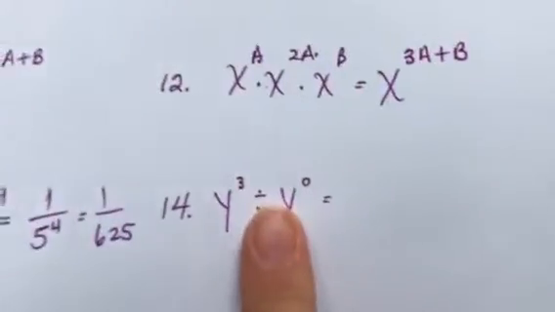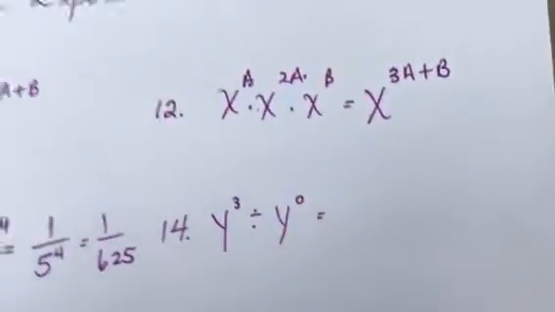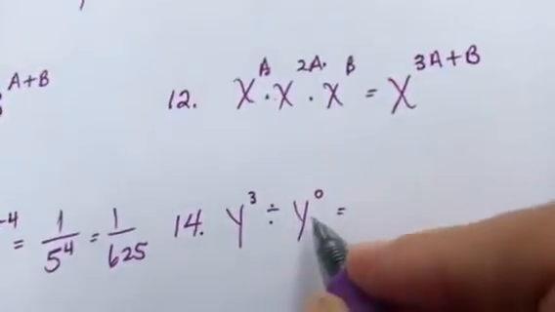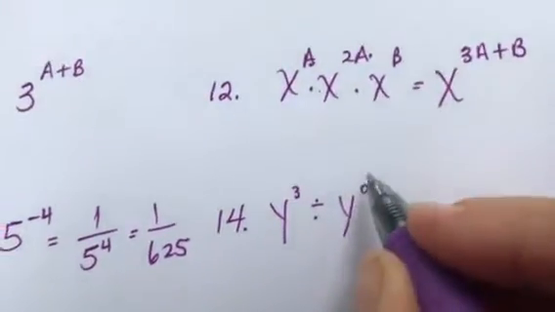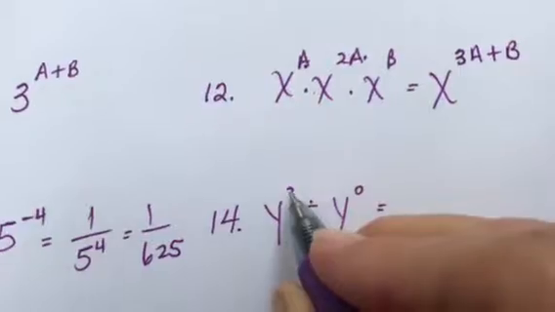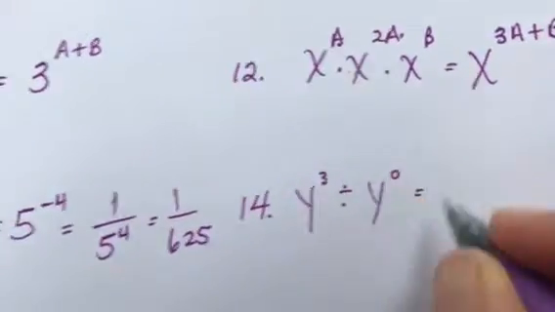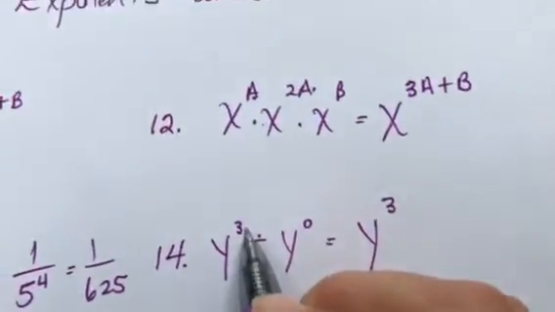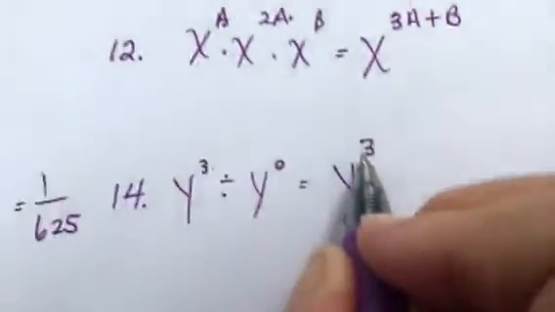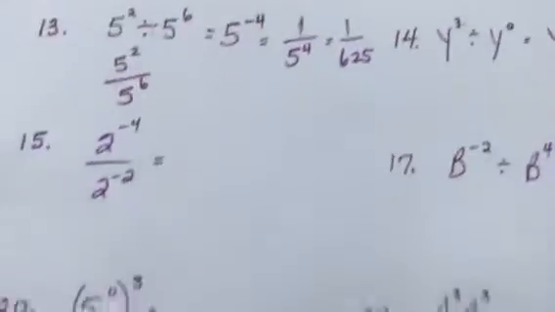So same thing here. I see this to the 0 power. Do you remember that anything, except 0, anything to the 0 power is 1. So I could just say, oh, this is y to the 3rd divided by 1, which we know that's y to the 3rd. You could also do it, hey, what's 3 minus 0? 3. So hopefully that's a pretty easy one.